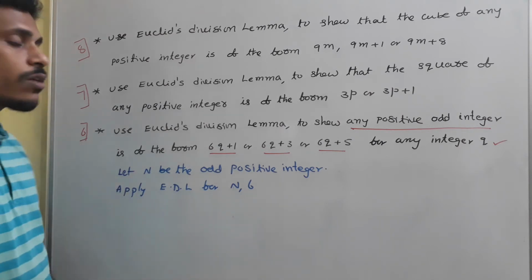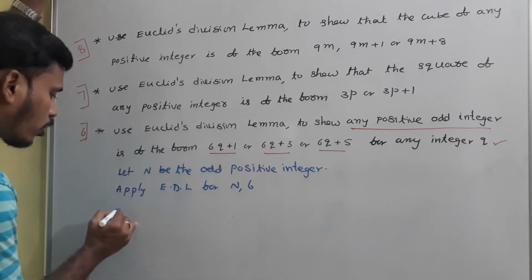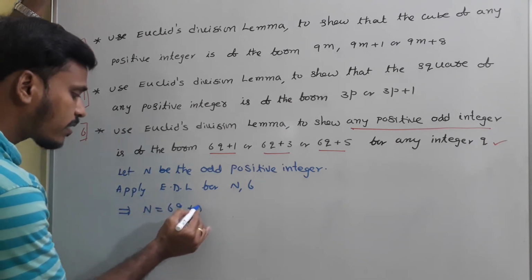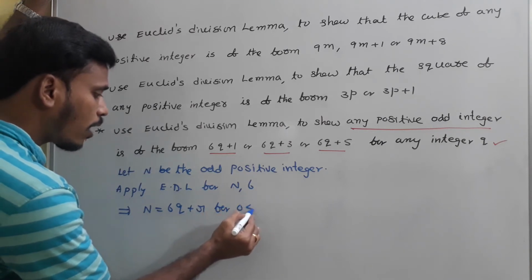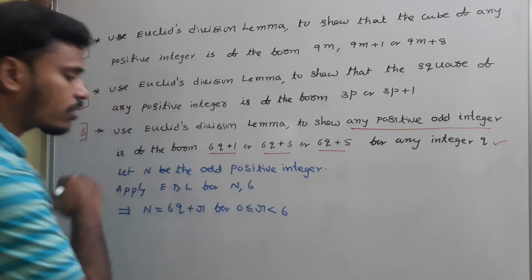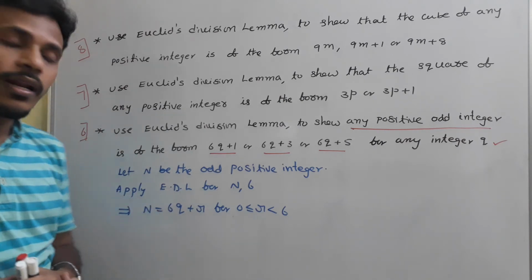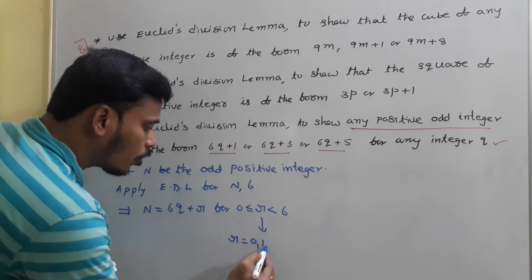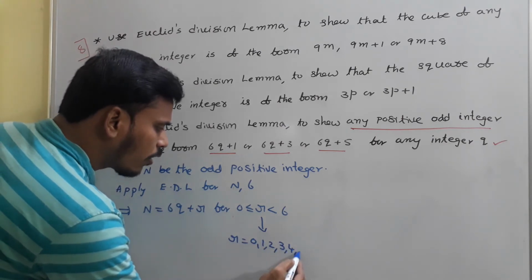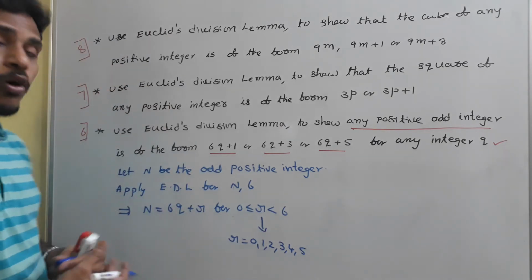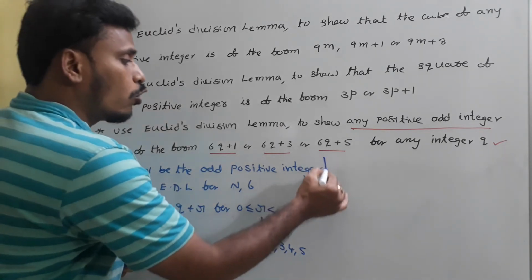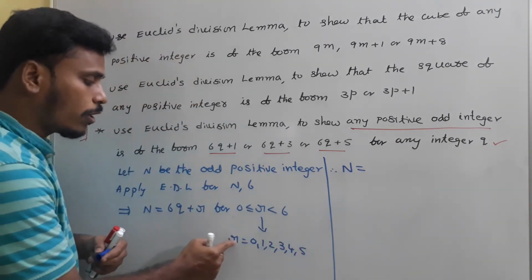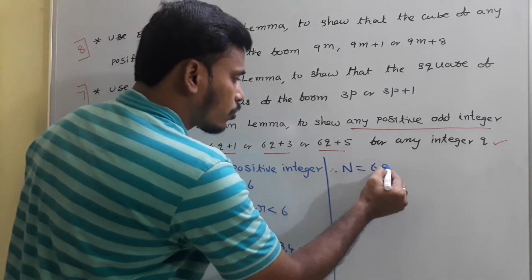If you apply Euclid's division lemma for n comma 6, what are the possible representations? n equals 6q plus r for 0 less than or equal to r less than 6. What does this convey? The possible values of r are 0, 1, 2, 3, 4, 5. Totally 6 possibilities are there for n, so we need to list out all 6 possibilities. Therefore, if you replace r with 0, n equals 6q.